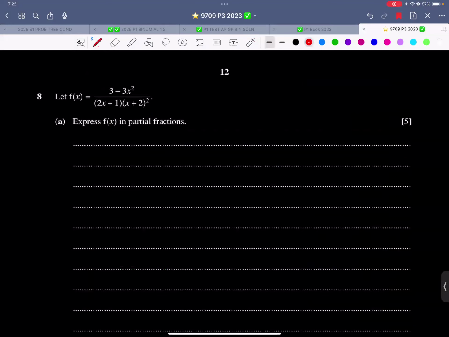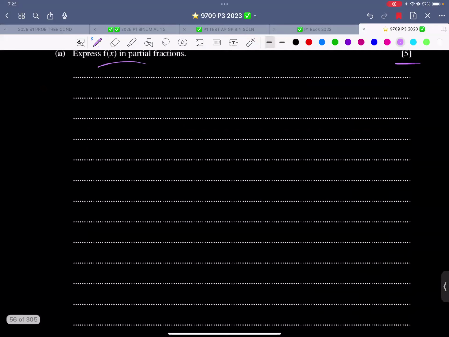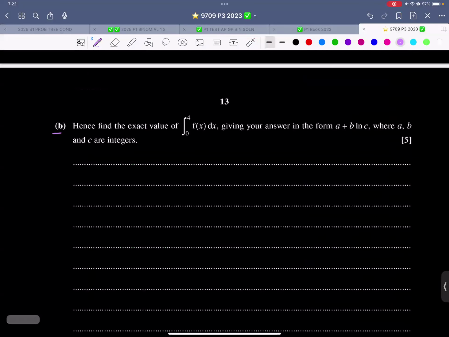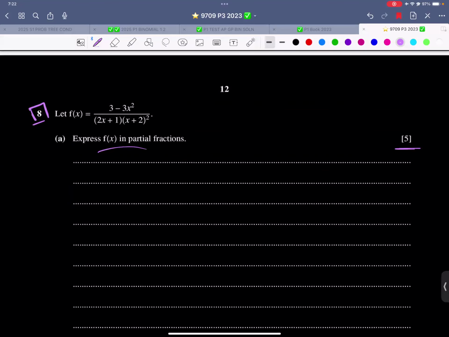Let me highlight it. This is question number 8. It says fx is this. Express fx in partial fraction. That is for 5 marks. Next part, hence find the exact value of this integral. Give your answer in this form. That is the exact form. There should be a constant term. There should be something with ln. Where a, b, c are integers, that's another 5 marks. So 10 marks altogether.